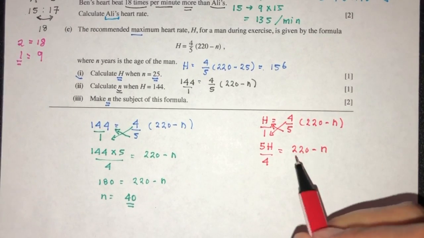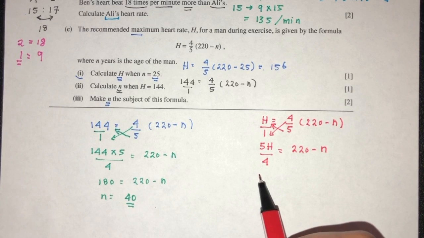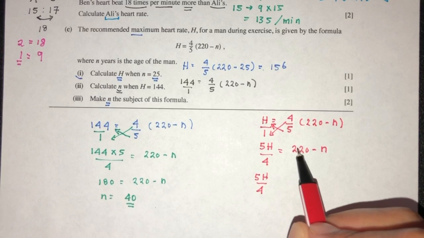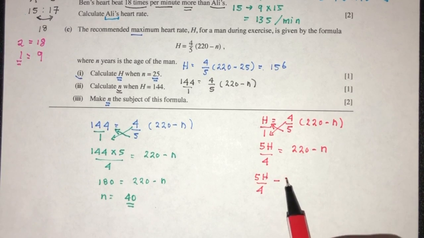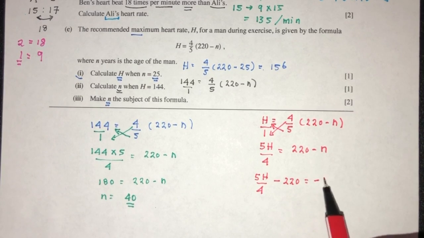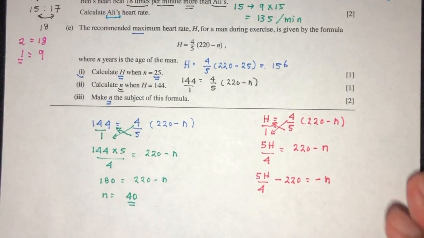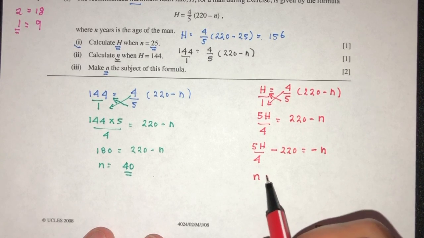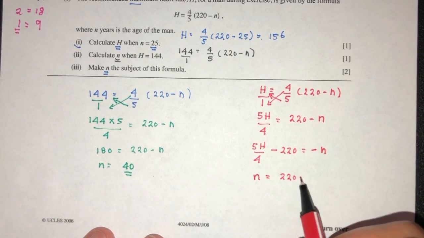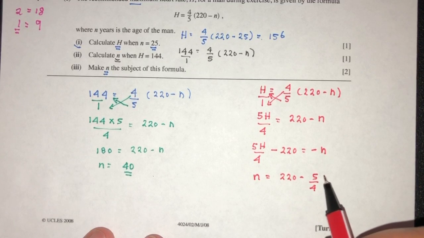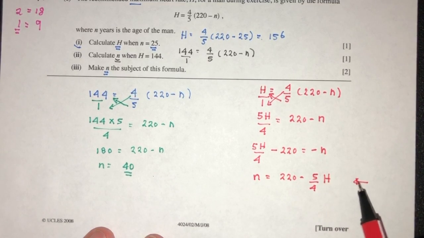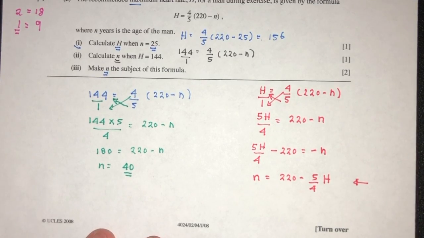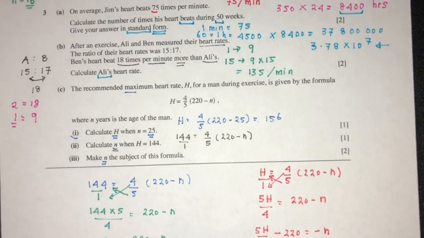Now, I can send this over here. You will have 5H over 4. When it is positive here and I send this to the other side, it becomes negative. 220 has to be minus N. But now I need N to be the subject, so I have to multiply everything by minus 1. That should be N is now 220 minus 5 over 4 H. And that will be your answer for part 3 of the question, to make N the subject of the formula. And that is your question number 3.